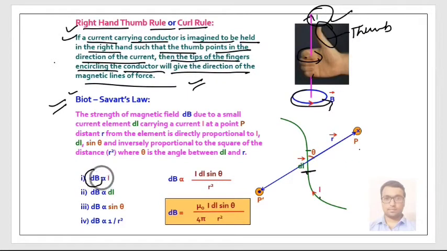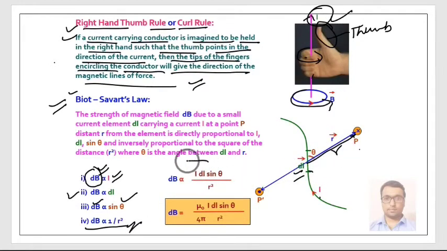For this, the rule is that the amount of magnetic field is directly proportional to the current, that is dB is directly proportional to the amount of current flowing in this element of wire. Second, dB is directly proportional to the length of the wire element. Suppose this length is dl, then dB is proportional to dl. Third, dB is proportional to sine theta. If this angle is theta, then we take its sine, and dB is proportional to sine theta. And fourth, dB is proportional to 1 by r square, where r is this length.